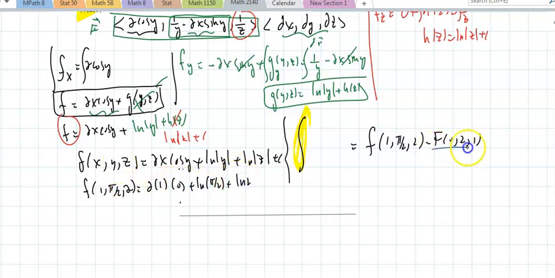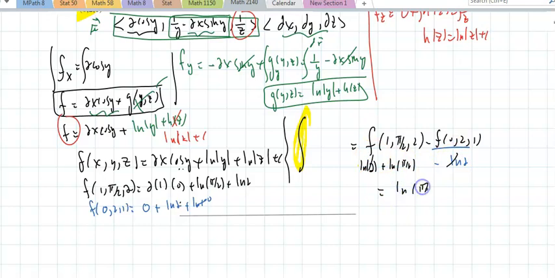And if I take f of, oh, I made that a capital letter, my mistake, I made that to be f. F of 0, 1, 1 is going to be 2 times 0, that's 0, plus natural log of 1, which is 0, plus natural log of 2. So this is a natural log of 2, and this was a natural log of 2 plus natural log of pi over 2. Those cancel out. I'm left with natural log of pi over 2.